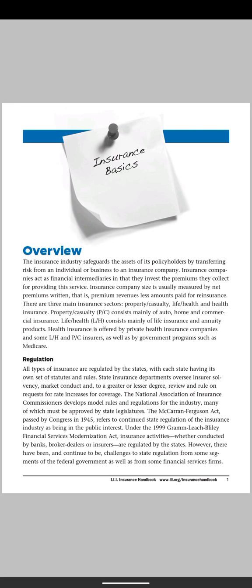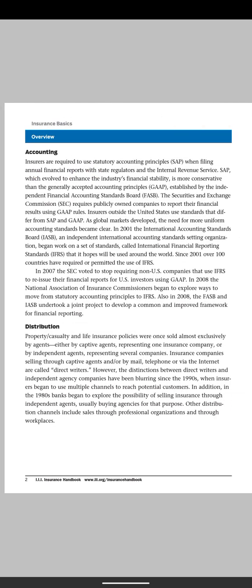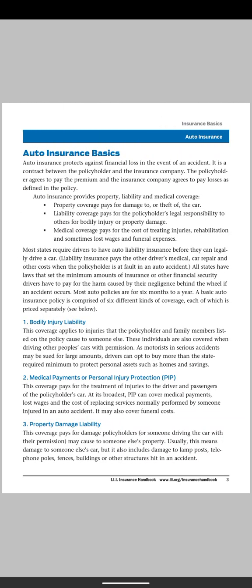Actually, there are many types of insurance basics, and our topic is about insurance basics. First of all, we discuss auto insurance basics. Auto insurance protects against financial loss in the event of an accident. It is a contract between the policyholder and the insurance company. The policyholder agrees to pay the premium and the insurance company agrees to pay loss as defined in the policy.